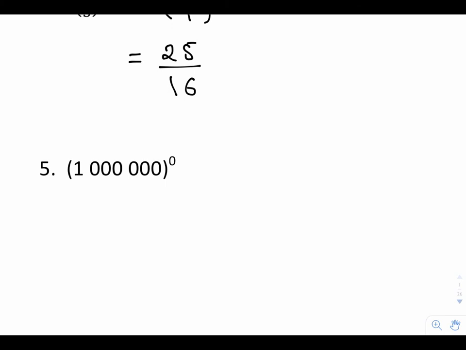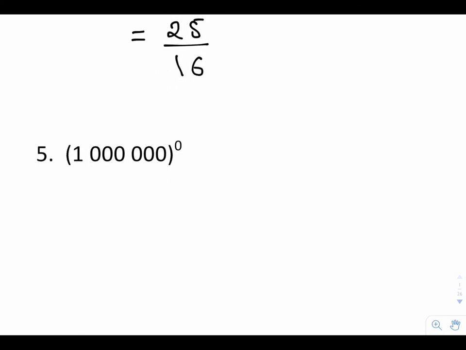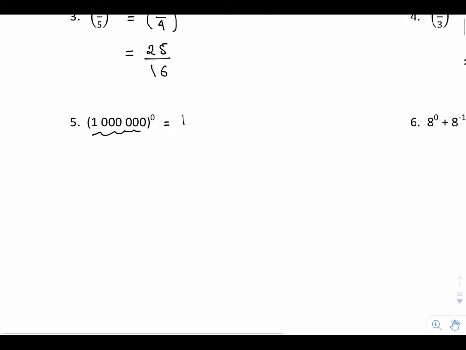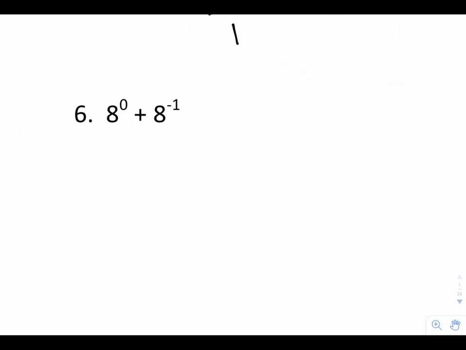The next one, for 5, this is a one-liner. Anything, no matter what, even if it's a huge number like a million, to the exponent 0 is going to give you 1. Now there is an exception. If I have my base to be 0, that's not going to work. But that's not the case here. Anything else other than 0, we get a value of 1. And we're on to the last one.